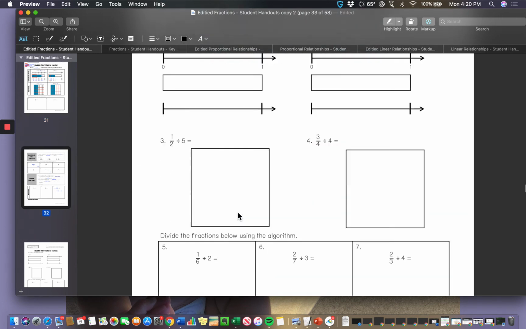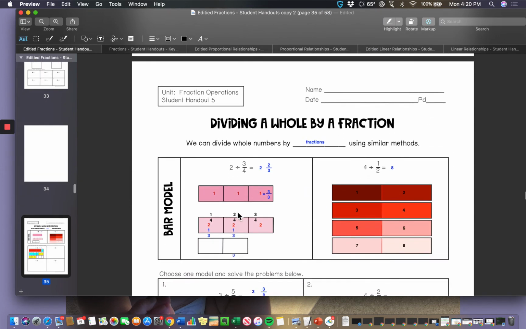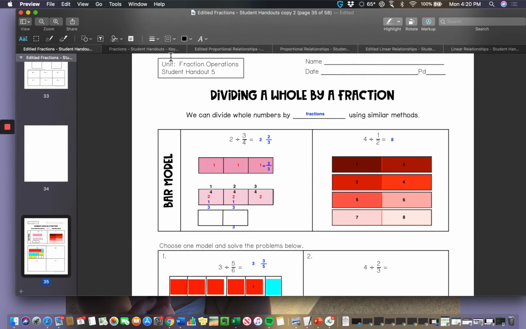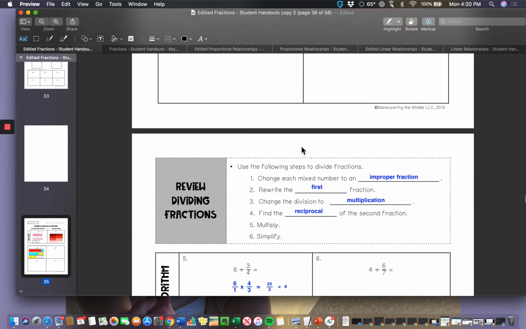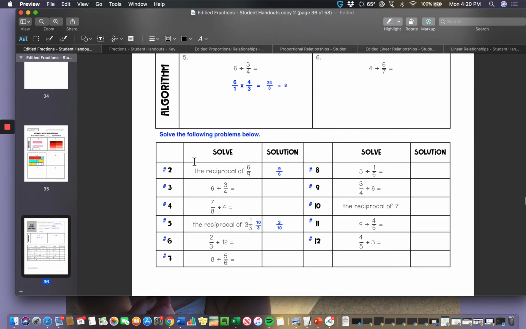Alright guys, that's going to do it. Alright, so make sure to complete your handout here, dividing a whole by a fraction, and do problems 2 through 12 on the bottom.